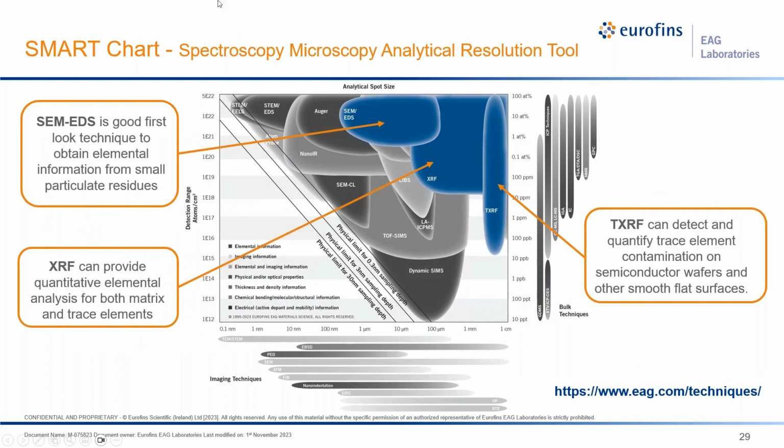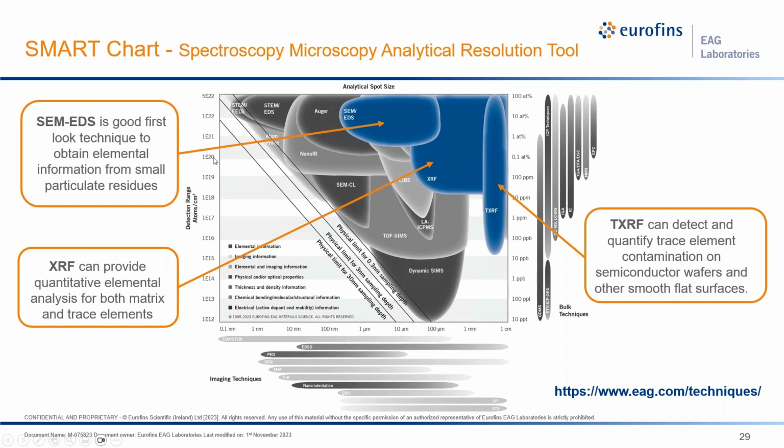When we take a look at our SMART chart, we have a couple techniques that are going to answer some of these questions. Those techniques include SEM EDS, XRF, and TXRF. And as you see in our SMART chart, these are located in the upper right-hand corner, and these are going to allow us to measure varying analytical spot sizes and also get varying limits of detection.